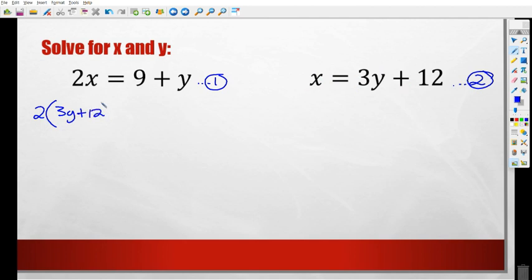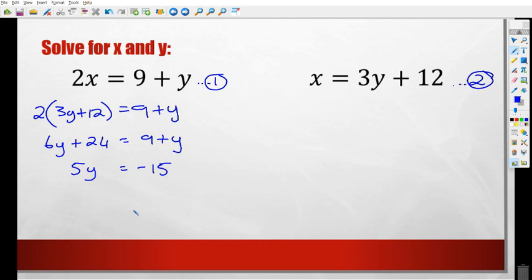3y plus 12 equals 9 plus y. We're going to have 2 times 3y, which is 6y plus 24, equals 9 plus y. Take the y across, so 6y minus y is 5y, and we're going to have 9 minus 24, which is negative 15. Then, to find y, y is equal to negative 3.